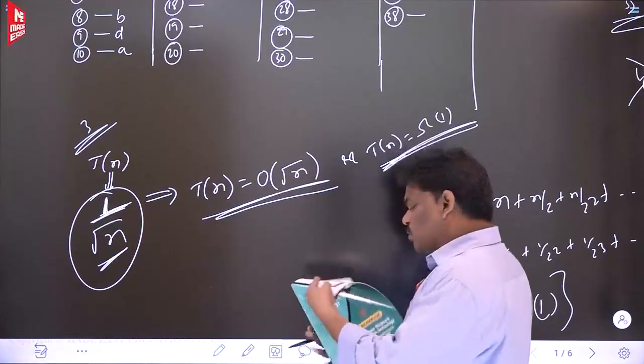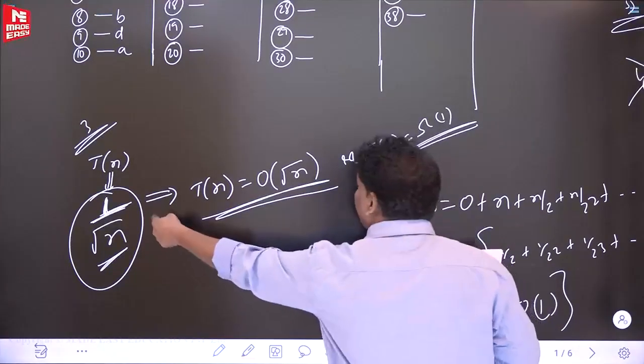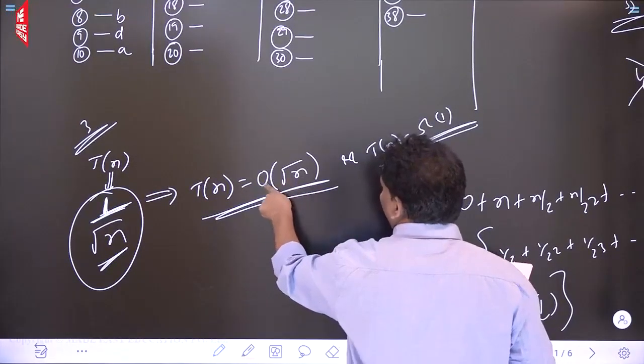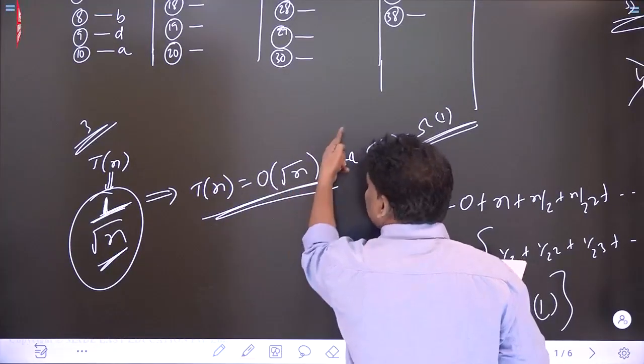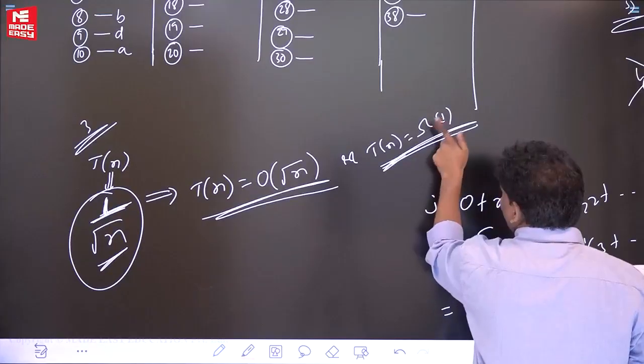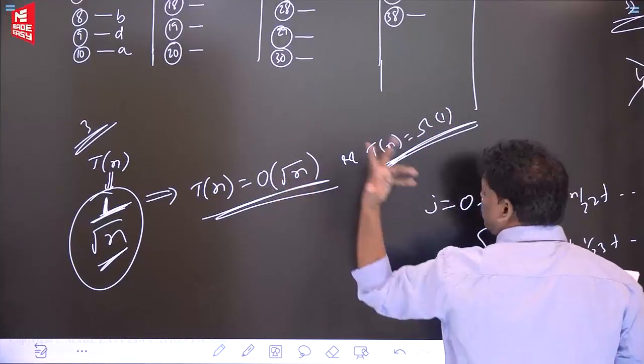So can you help me now? For the question number 3, what will be the answer? So this algorithm will take maximum root n, upper bound, everyone, big O means upper bound. Omega means lower bound. Lower bound means something like minimum. Upper bound means something like maximum.